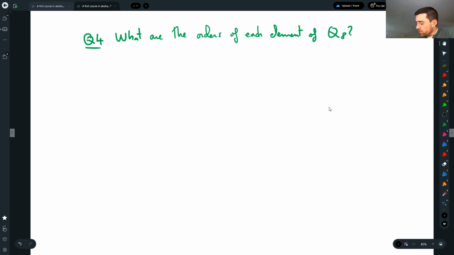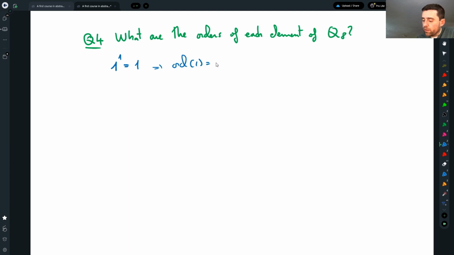Well, I can just start by listing elements. The order of 1: I don't need to square 1, 1 to the 1 is 1, so the order of 1 is 1. The order of the identity is always 1. Minus 1 is not 1, but its square is 1, so the order of minus 1 is 2.